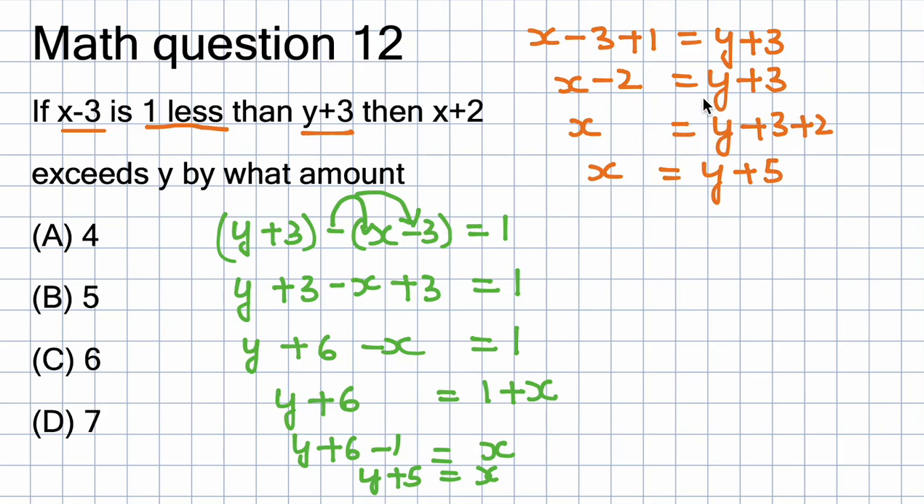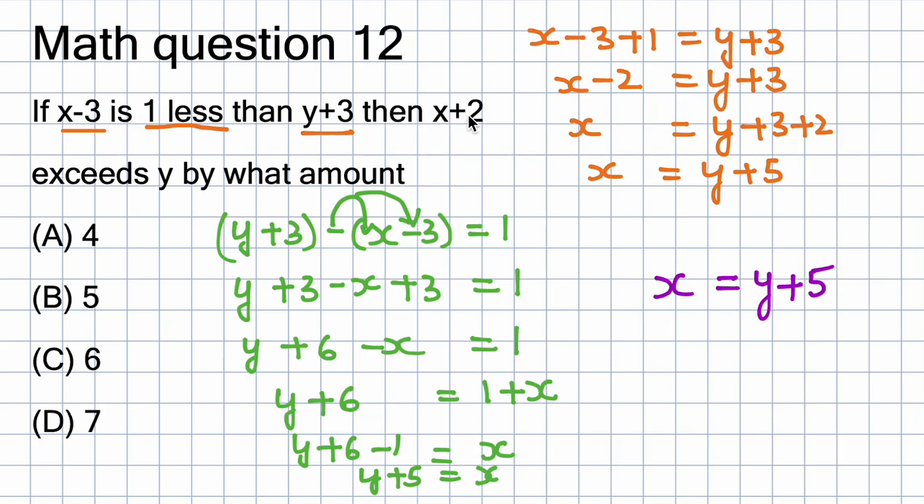Now if you do it this way or you do it this way, both ways we are reaching the same result. So that means our final result which we have to use is x is equal to y plus 5.